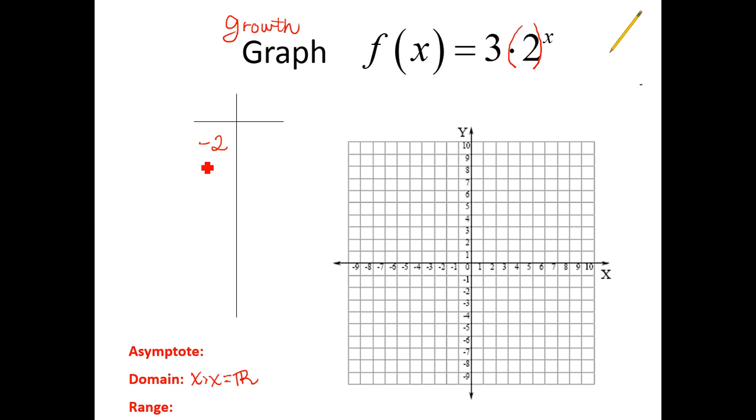So I'm going to go ahead and plug in -2, -1, 0, 1, 2. Those are going to be my x values. Now, when I plug in -2, I'm going to type in 3 times parentheses 2 to the -2 in my calculator, and I'm going to get 0.75. -1 is going to give me 1.5. 0 gives me 3, 1 gives me 6, and 2 gives me 12.